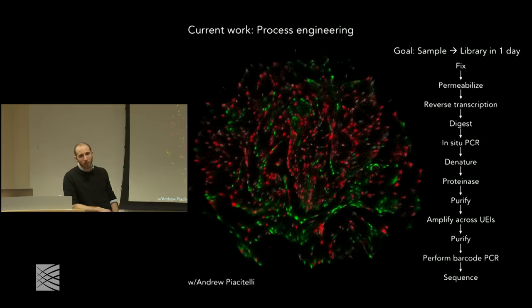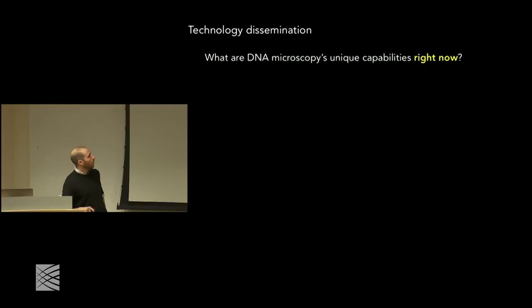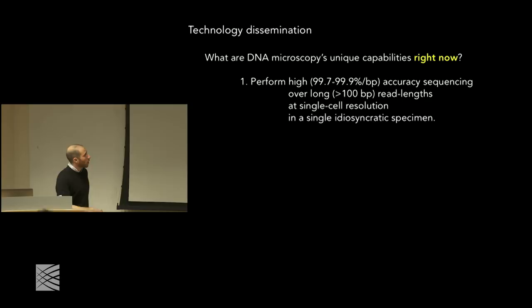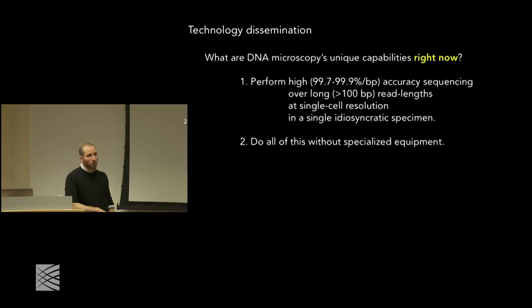All right. So it's important to emphasize what DNA microscopy's unique capabilities are right now. DNA microscopy can perform high, which is to say, roughly 99.7% to 99.9% per base accuracy sequencing over long read lengths at single cell resolution in a single idiosyncratic specimen. There are other methods out there, certainly, that can do subsets of these, but at the moment, at least, DNA microscopy is the only published method that can do all these together. The second piece of this, which is entirely independent, is that DNA microscopy does all this without specialized equipment, which is, of course, relevant from the standpoint of deployability.